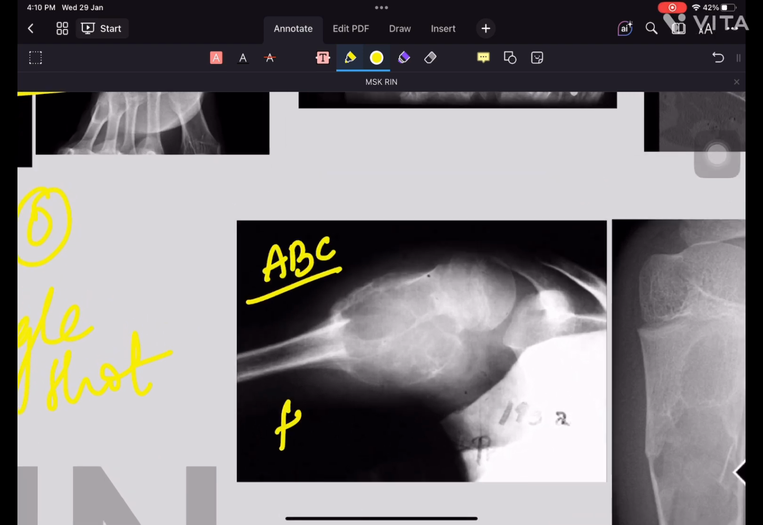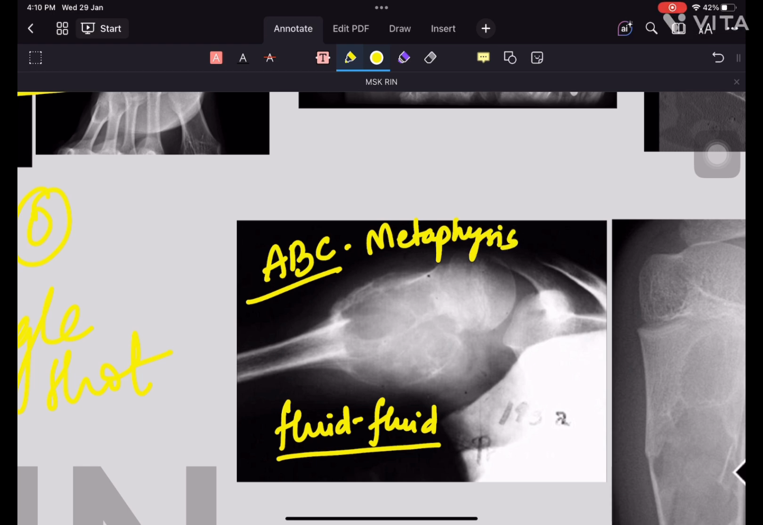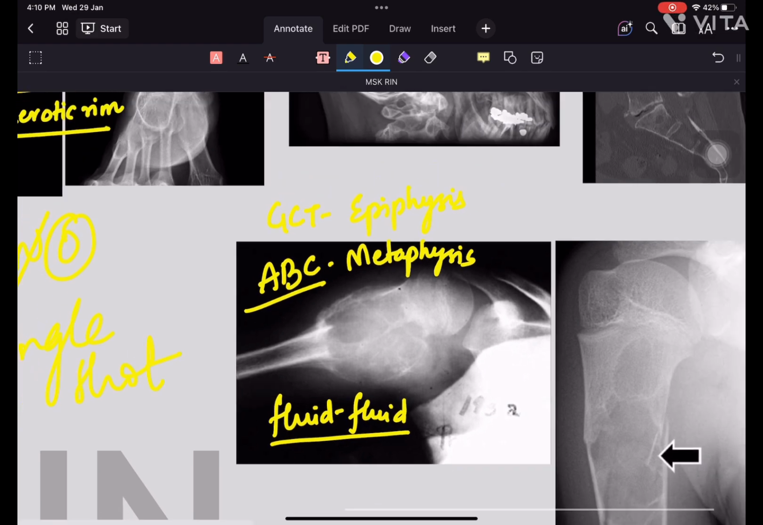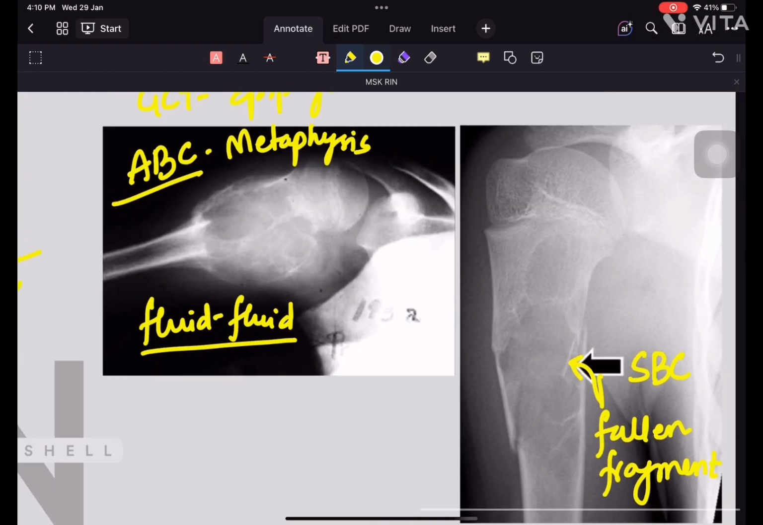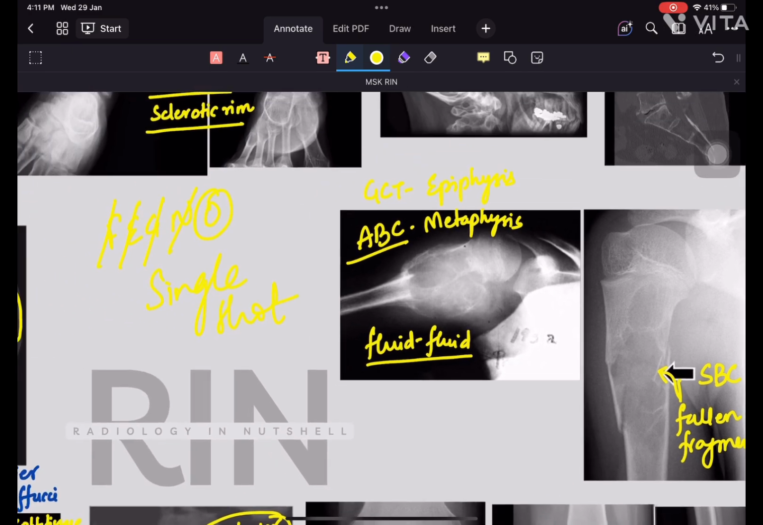In this image we have ABC, which is metaphyseal in location. We have fluid levels in aneurysmal bone cyst. It is also an expansile lesion like the GCT, but GCT occurs in the epiphysis, whereas ABC occurs in the metaphysis. That is the differential point. The second image is about simple bone cyst or unicameral bone cyst. The arrow is pointing towards the fallen fragment sign. So whenever there is simple bone cyst, a fracture fragment falls into the fluid of the cyst. That is fallen fragment sign, which is pathognomonic for simple bone cyst, and the usual location for both of these is the humerus. Aneurysmal bone cyst, as already told, posterior vertebral element should also be kept in mind.